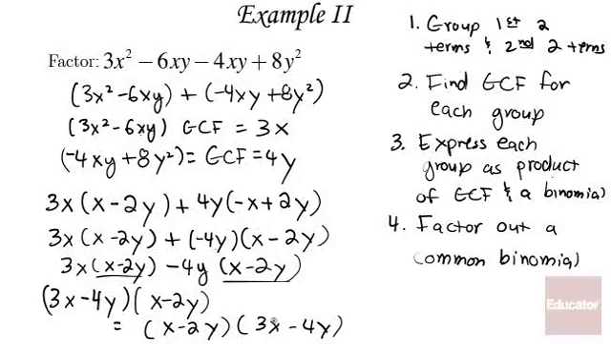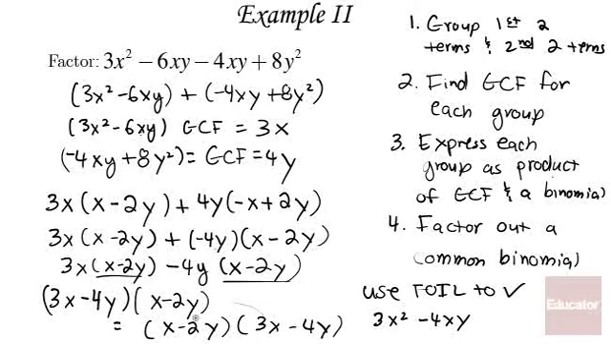But either way, it comes out the same. And if I wanted to check my work, I could just multiply this out. Remember, using the FOIL method, I could multiply the first two terms, so I could use FOIL to check my work. The first two terms multiply to give me 3x squared. The outer two terms give me negative 4xy. The inner two terms, negative 6xy, and the last two terms, plus 8y squared.